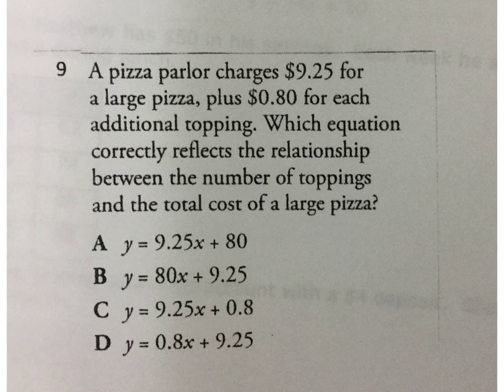Number 9. A pizza parlor charges $9.25 for a large pizza, plus 80 cents for each additional topping. Which equation correctly reflects the relationship between the number of toppings and the total cost of a large pizza?